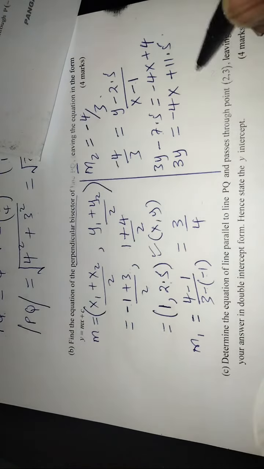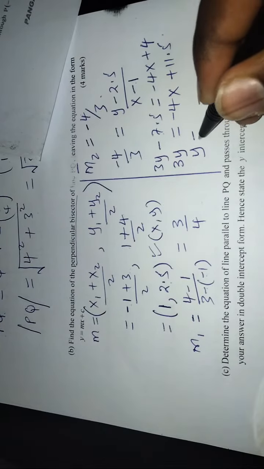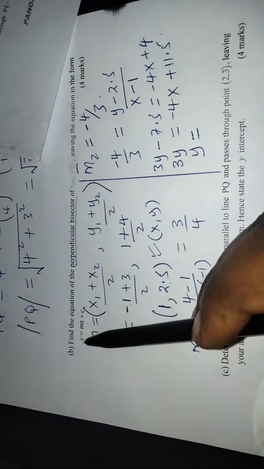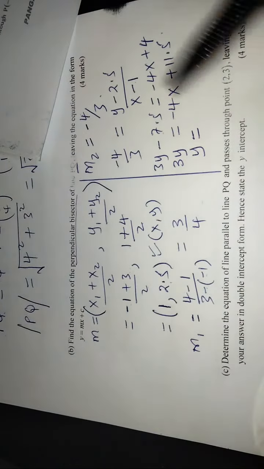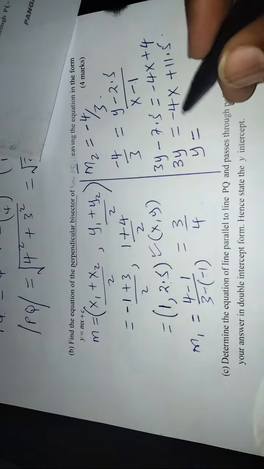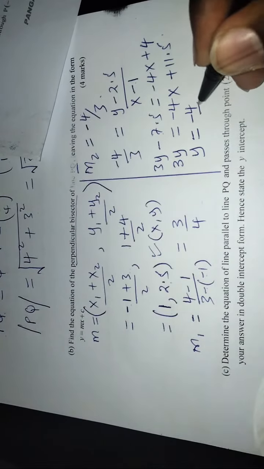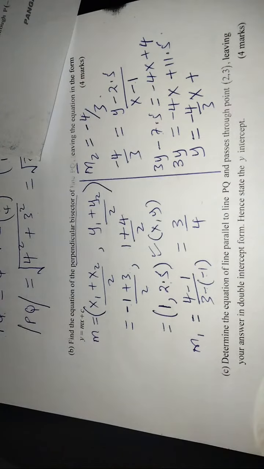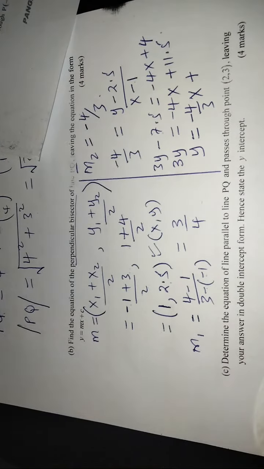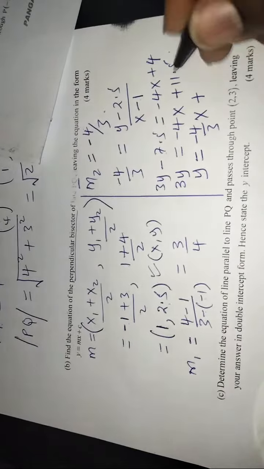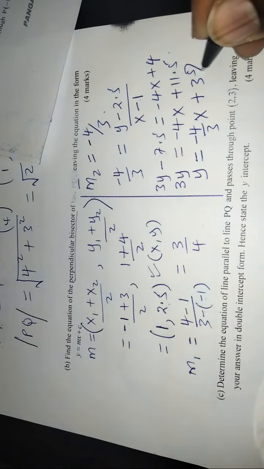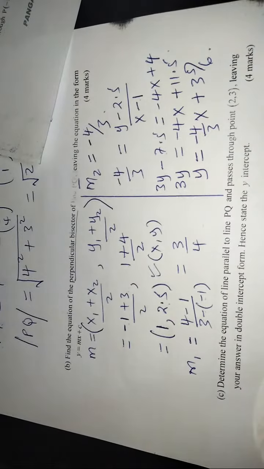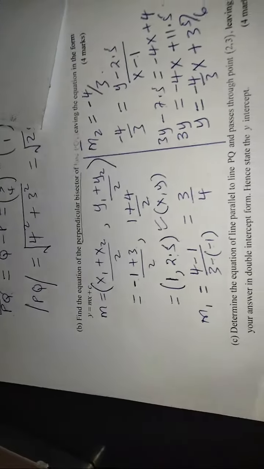11.5. Therefore, now we can divide through by 3 to remain with y here, because the format should be y equals mx plus c. Therefore, this is equal to -4 out of 3x plus, when we divide 11.5 by 3, I'm getting 3 and 5 out of 6. So that is the equation in the desired format.